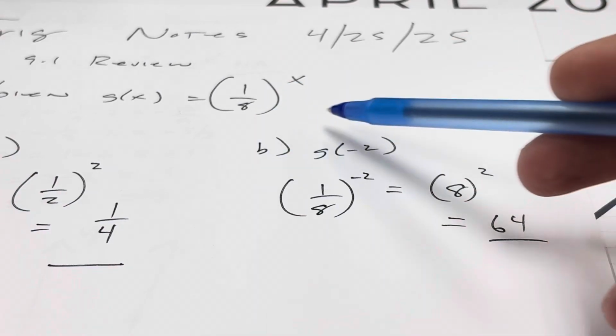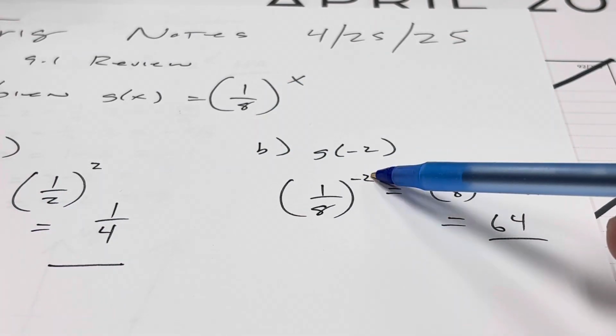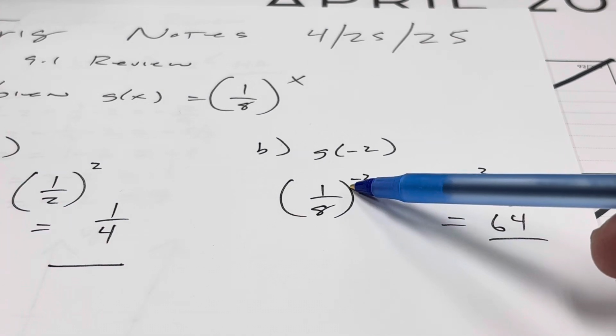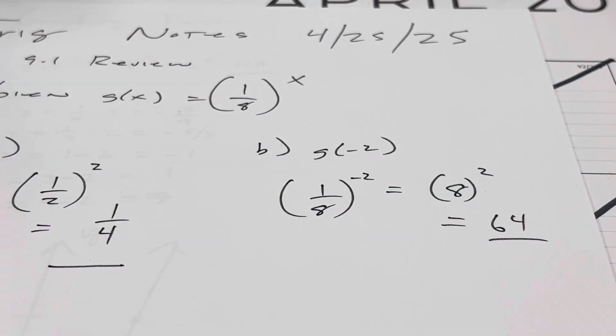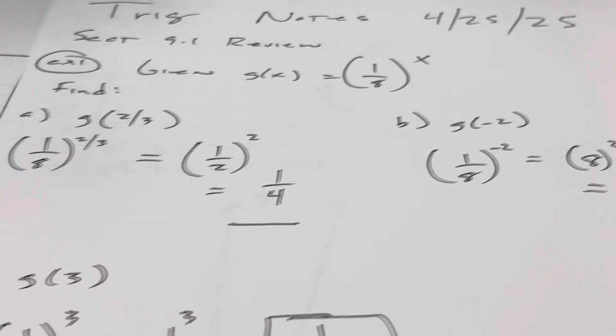1/8 to the negative second power. Okay, anytime you have a negative power and a fraction's involved, you want to flip the fraction and give it the positive power. So it is 8 to the second, which is 64. Again, check that with your calculator.